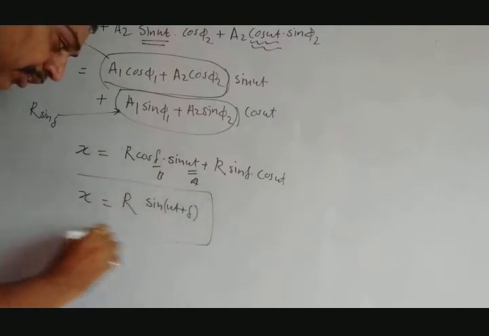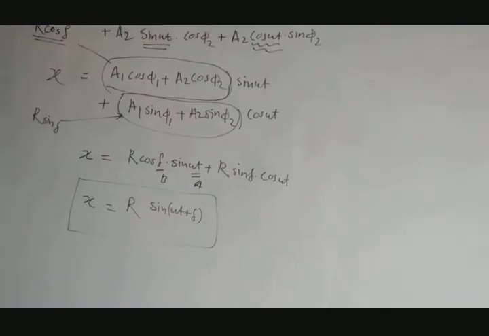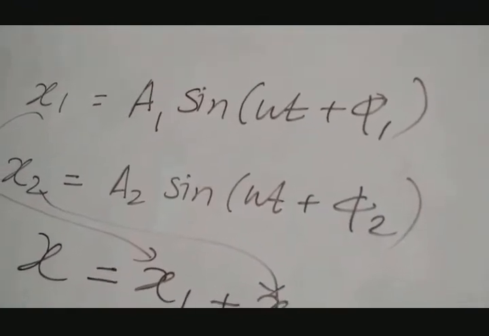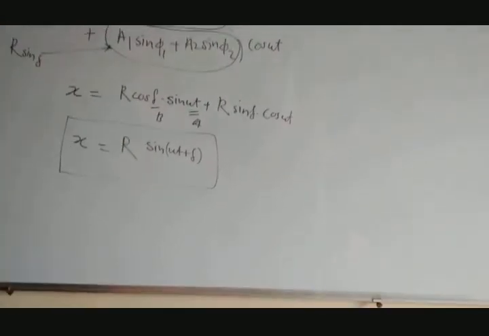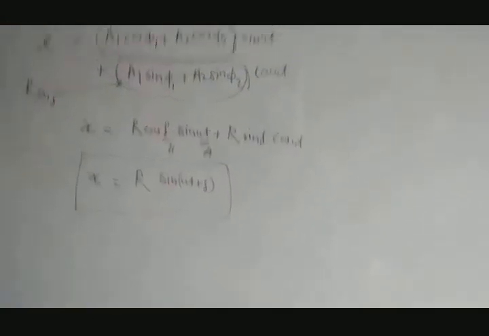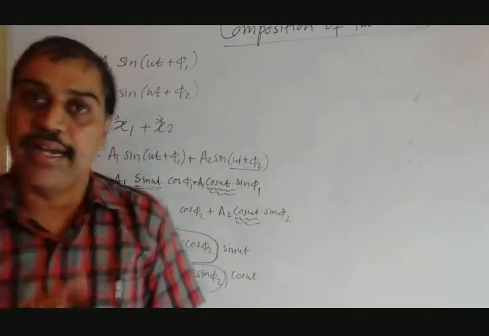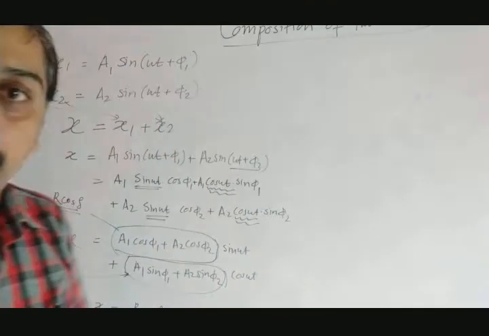Now compare this equation, x equal to r sine omega t plus delta, with the basic equation of the two SHMs that we have written here. x1 equal to a1 sine omega t plus phi 1, and x2 equal to a2 sine omega t plus phi 2. Here phi 1, phi 2 are there, and here just omega t plus delta would be there. So this equation and this equation for x1 and x2 are the same. And that's why we can say the resultant motion produced by the combination of two particle SHMs is again simple harmonic motion.